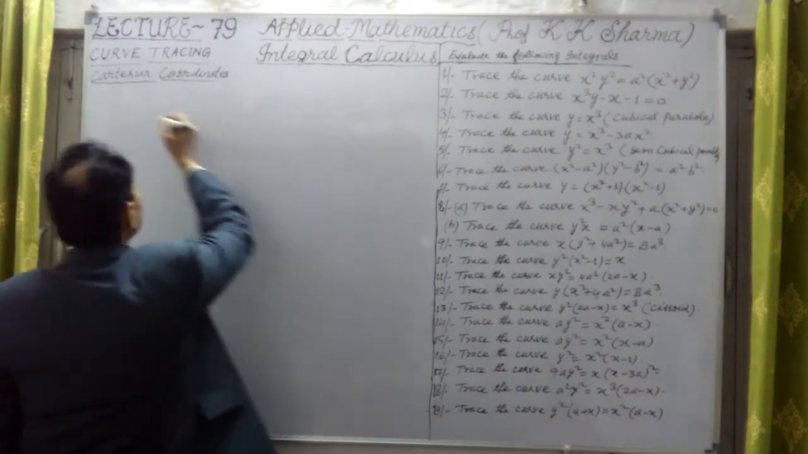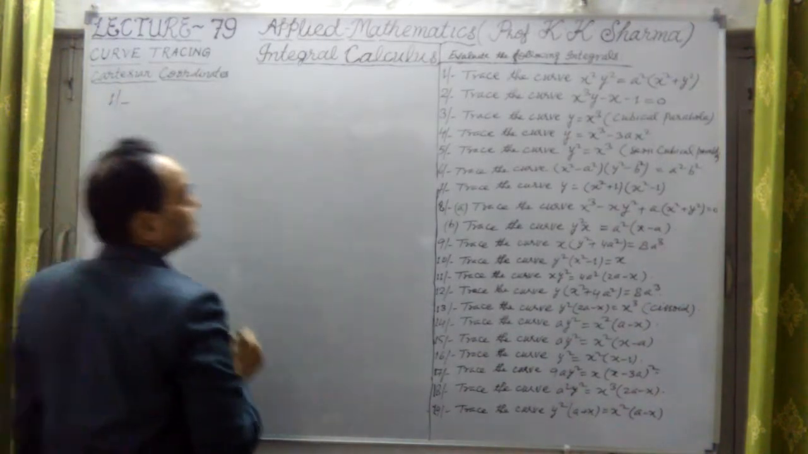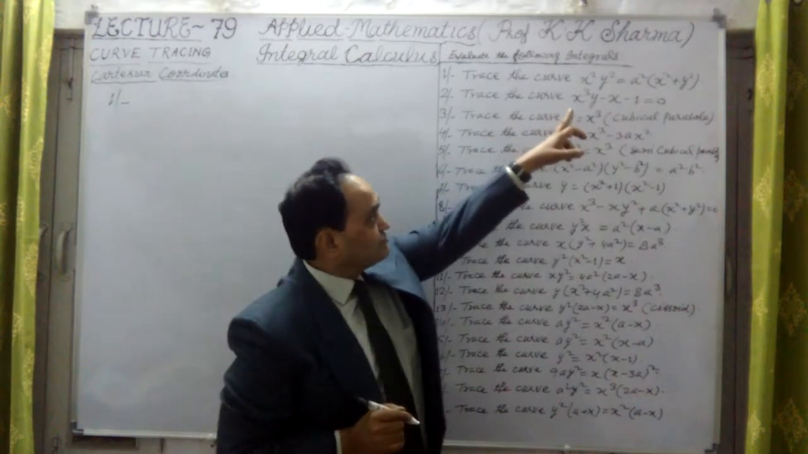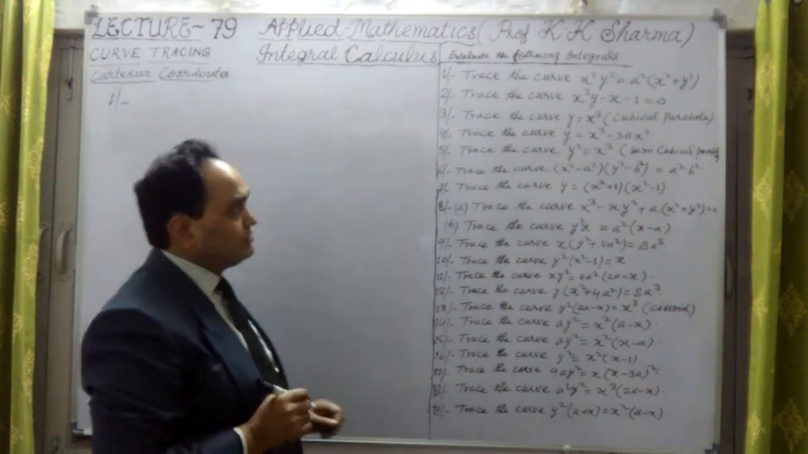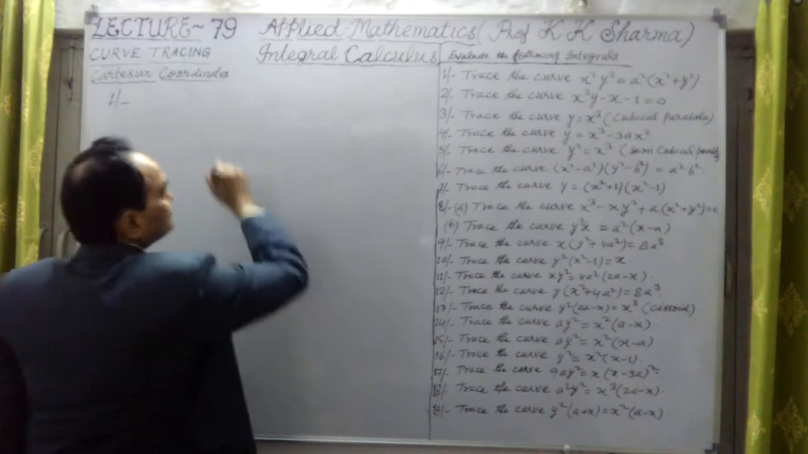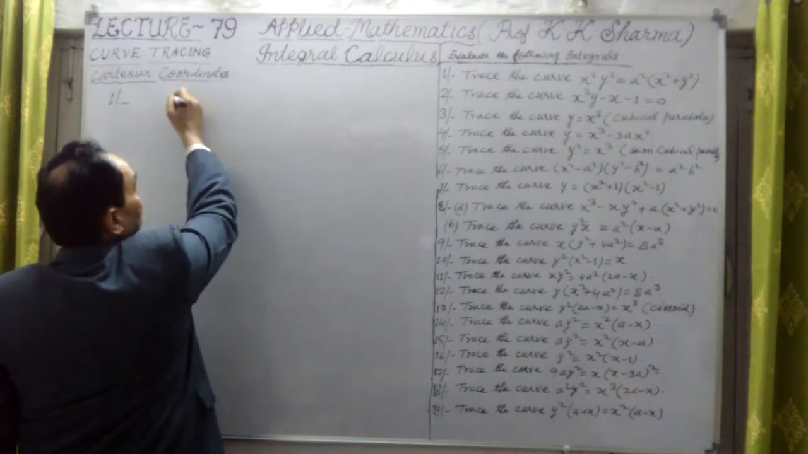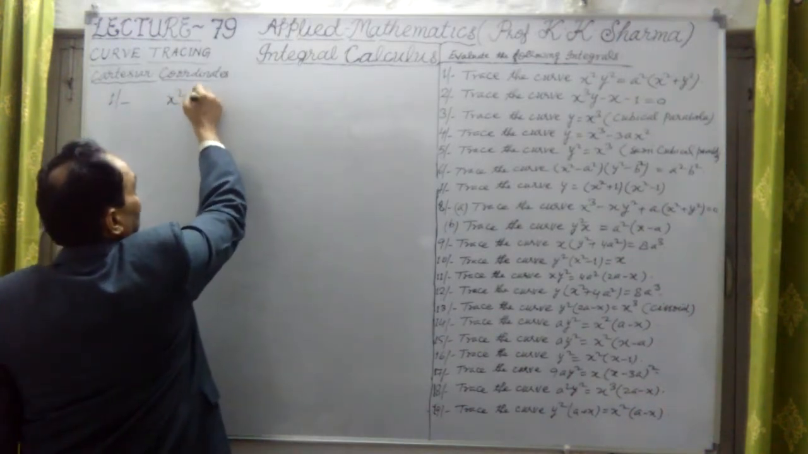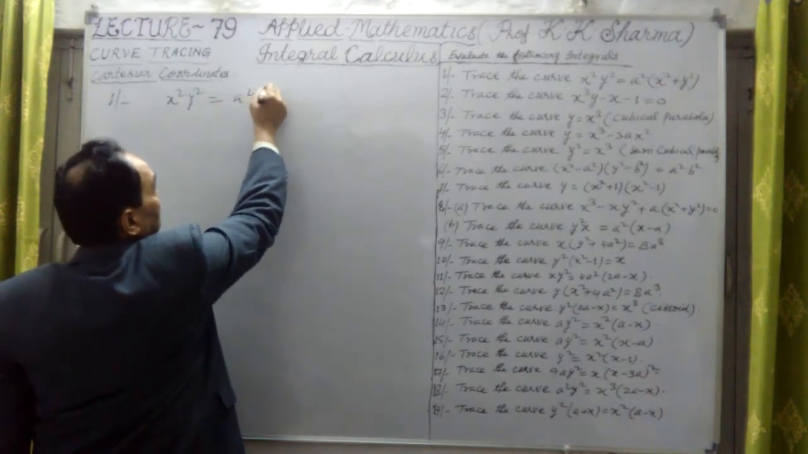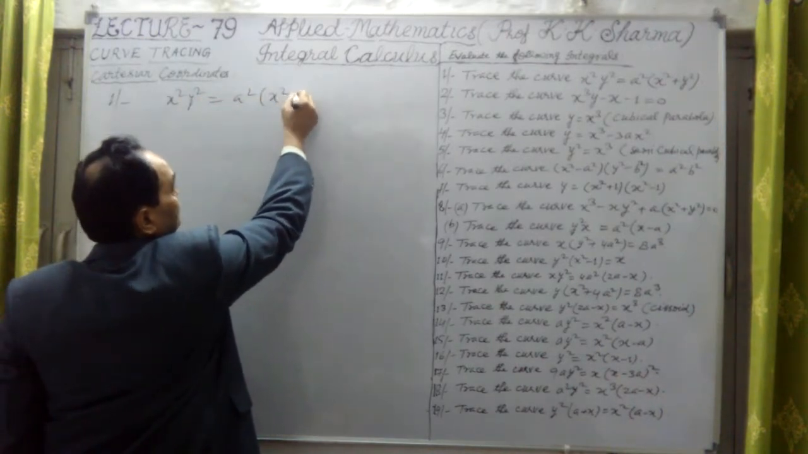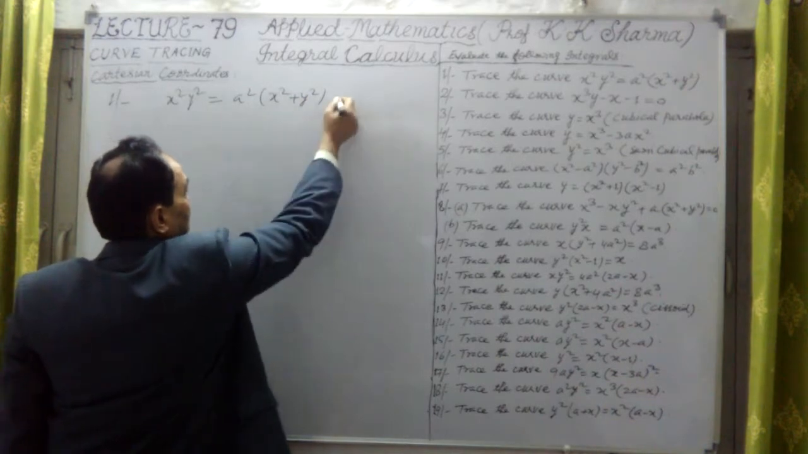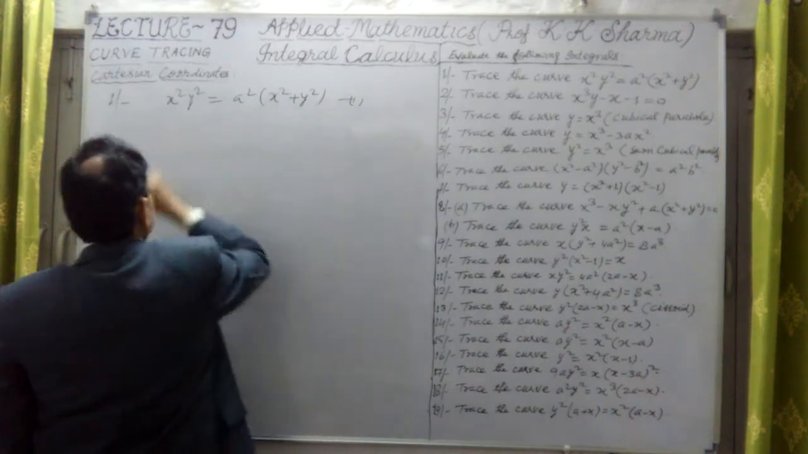Question number 1 says: trace the curve x square y square equal to a square into x square plus y square. Let me take x square y square is equal to a square into x square plus y square. This is the first equation given to us.